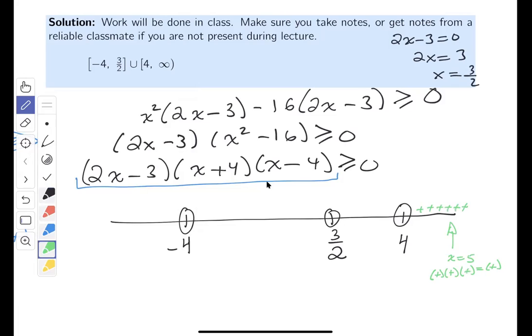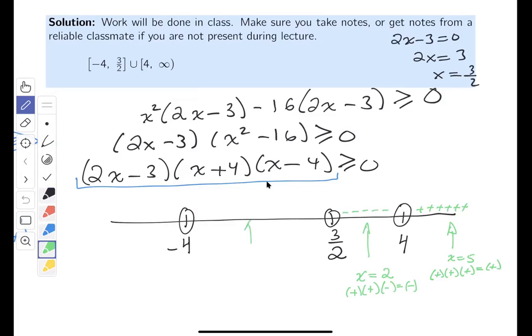All right. Now, I realize for some, looking at 3 halves and 4, I can't think of a number. Of course you can. 3 halves again is 1.5. So what's a good test point? I'd say 2. Let's plug it in. What do you get? Well, the first factor, 2 times 2 is 4 minus 3, is plus. The second factor, 2 plus 4, is plus. That's 6, right? And the third factor is 2 minus 4, which is a negative number. Well, if you multiply a positive times a positive times a negative, what do you get? You would get a negative number. So this interval here is going to be negative.